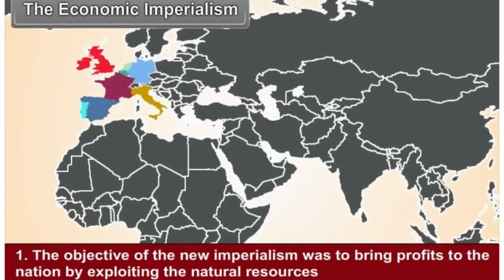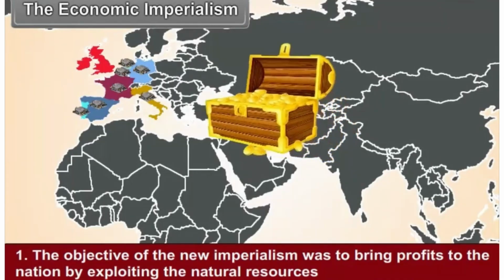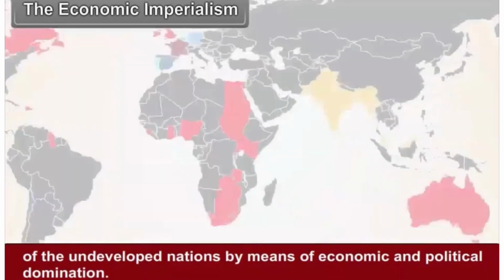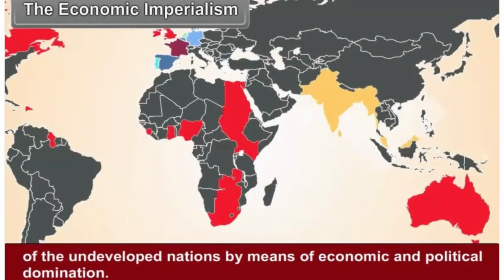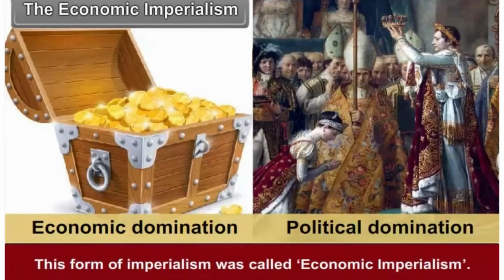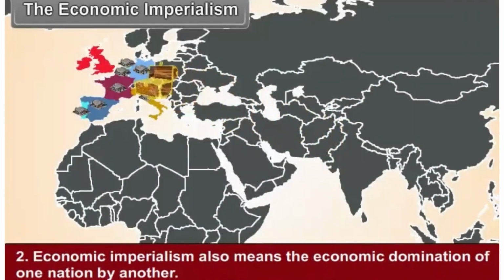The economic imperialism. First, the objective of the new imperialism was to bring profits to the nation by exploiting the natural resources of the undeveloped nations by means of economic and political domination. This form of imperialism was called economic imperialism. Second, economic imperialism also means the economic domination of one nation by another.